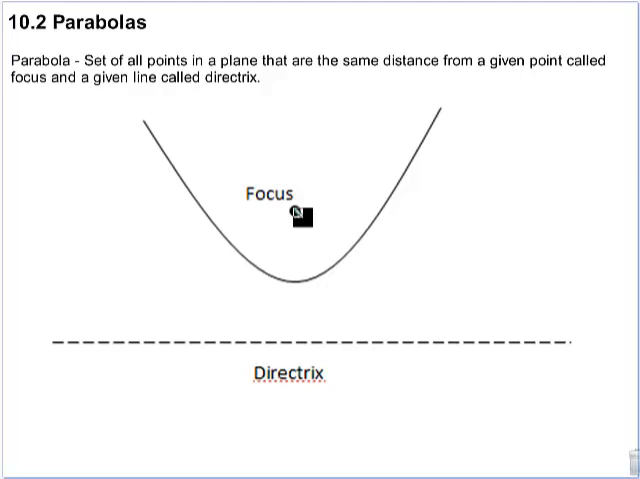The focus will always be inside of it, kind of like a bowl holding something. The directrix is a dashed line, so you don't actually draw it on the graph. If you go from the focus to some point on your parabola, and from that point down to your directrix, those two distances would be the same, no matter what point you pick.